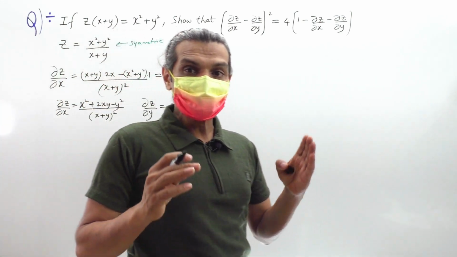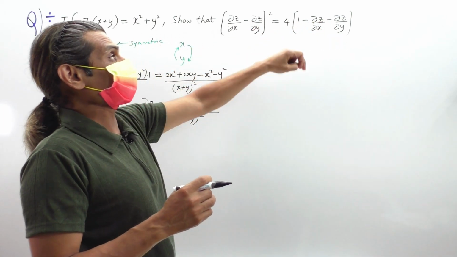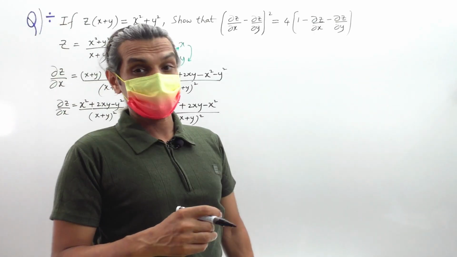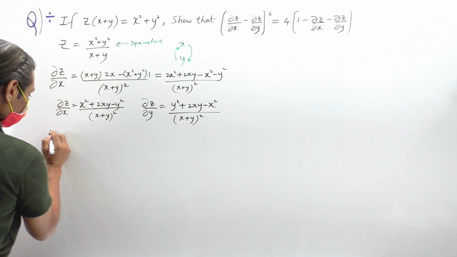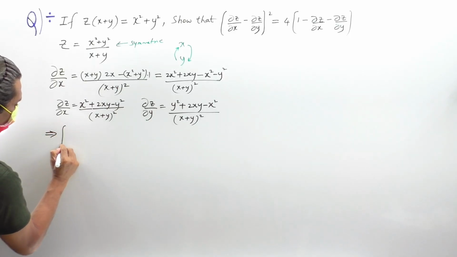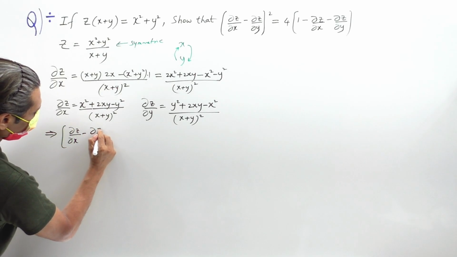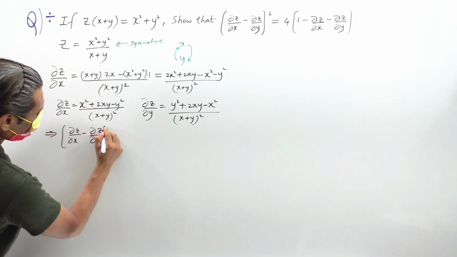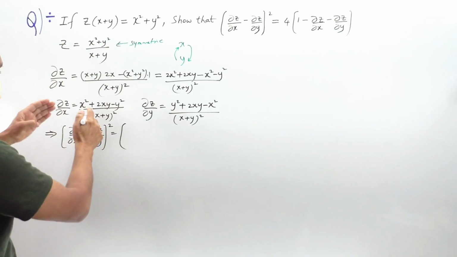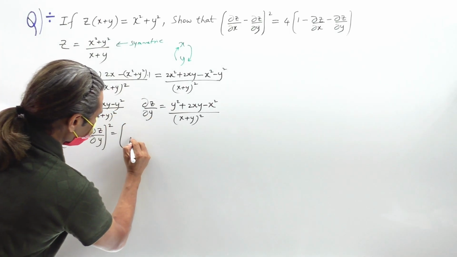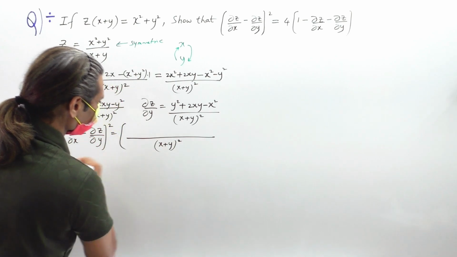Next is what to prove: (dou z by dou x minus dou z by dou y) the whole square is equal to 4 into (1 minus dou z by dou x minus dou z by dou y). So, we will take the LHS first. That implies we will write (dou z by dou x minus dou z by dou y) the whole square equals bracket. See, when I subtract this, LCM is same. So, the LCM will be x plus y the whole square.